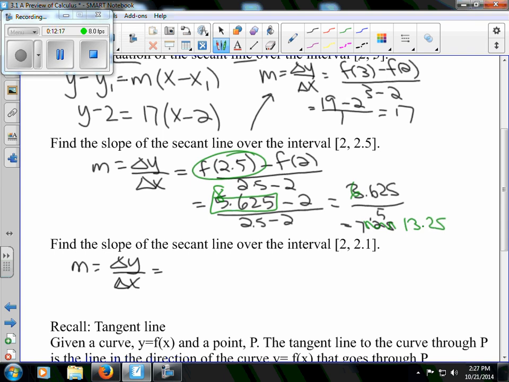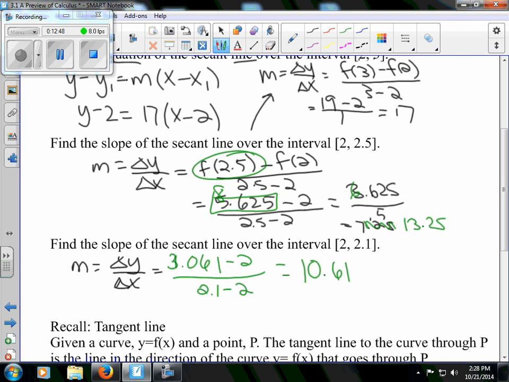Sorry about that. Now on my 2 to 2.1, if I plug 2.1 in, I get, I believe, 1.061. And then I get 3.061. Then I'm going to minus 2. I'm going to divide by 2.1 minus 2. So this becomes a total of 10.61.